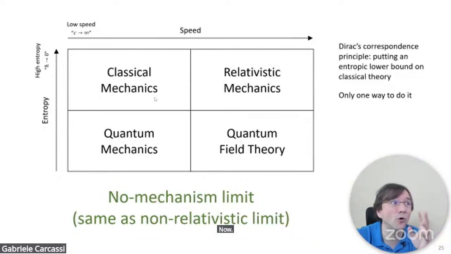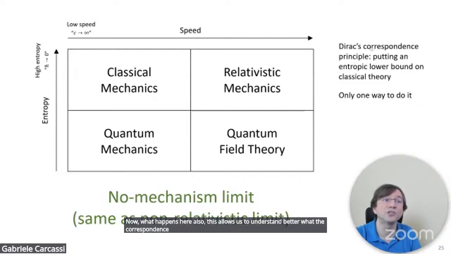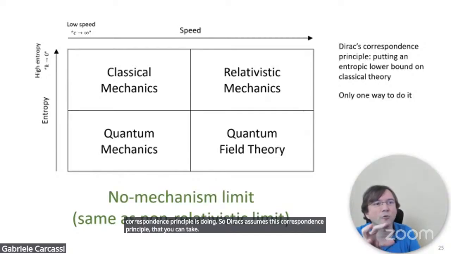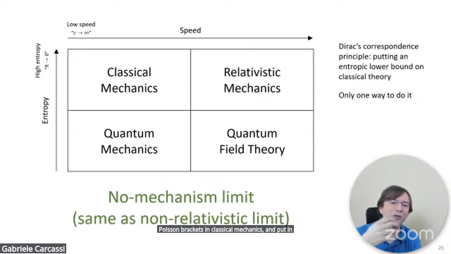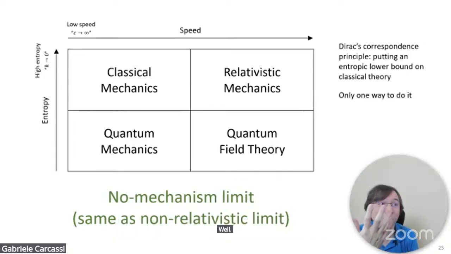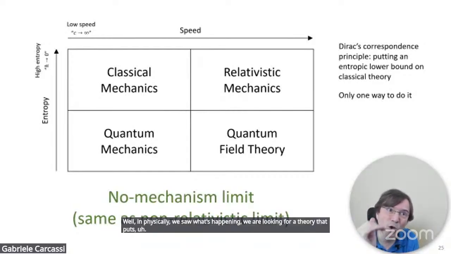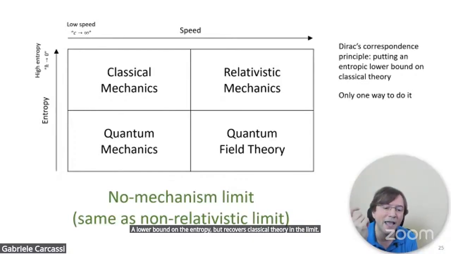Now, this allows us to understand better what the correspondence principle is doing. Dirac assumes this correspondence principle, that you can take Poisson brackets in classical mechanics and put in commutators to get quantum mechanics. The idea there is that you're doing something mathematically. What is it that you're doing physically? Well, physically, we saw what's happening. We are looking for a theory that puts a lower bound on the entropy, but recovers classical theory in the limit.